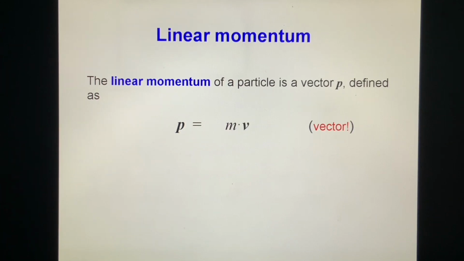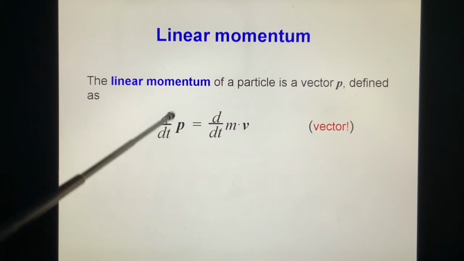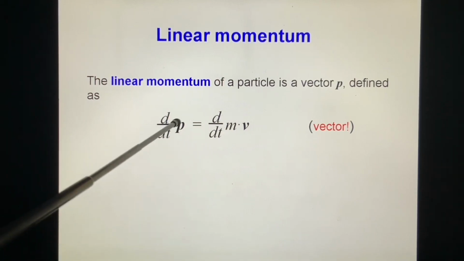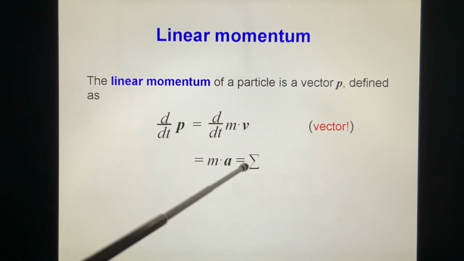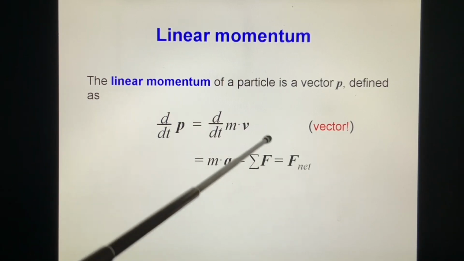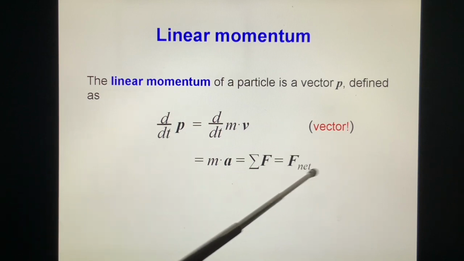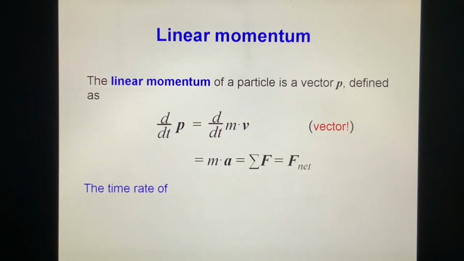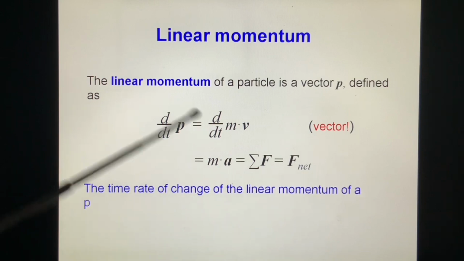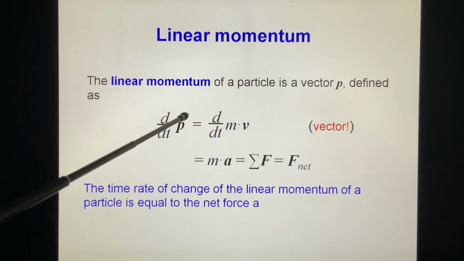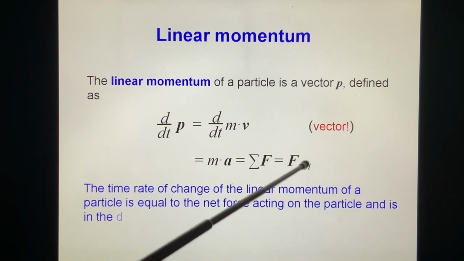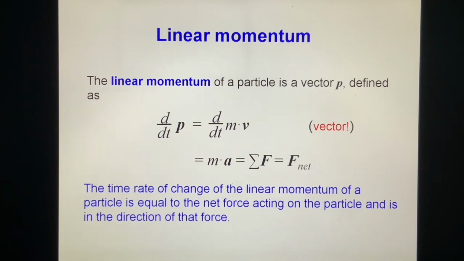Now let's do some operations. We take the derivative with respect to t on both sides. We know this one is the sum of forces, right? We can take m out, and we get m dv/dt, which is ma. And ma equals the sum of forces, which equals F net. So we get dp/dt equal to F net. What does this mean? This means the time rate of change of the linear momentum of a particle is equal to the net force acting on the particle, and it is in the direction of the force. This is fact 2.